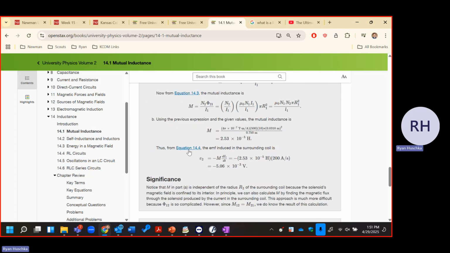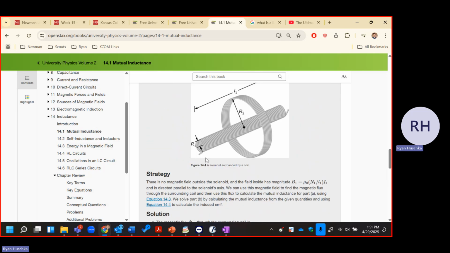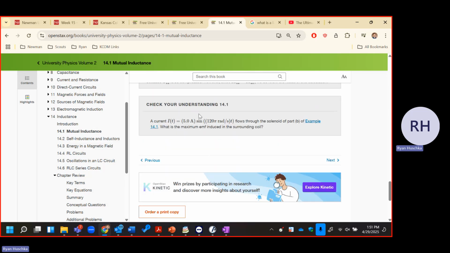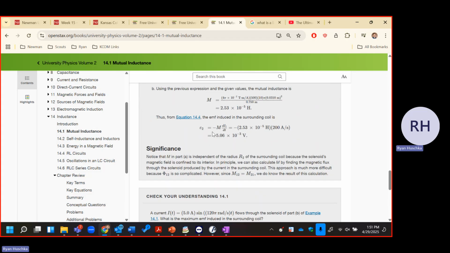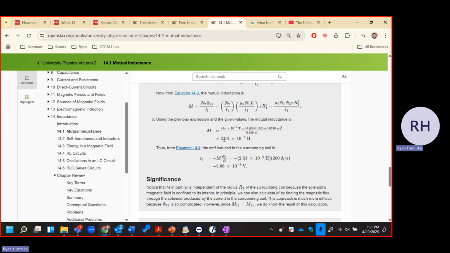Right, so it's just saying, instead of it just being 200 times per second as your current, this is fluctuating according to that sine wave right there. And you need to find out your maximum EMF. You already know your inductance, 2.53 times 10 to the negative fifth henrys, because it doesn't depend on current. It could be any current running through there, and you'd have the same value for M. You would call that in the text geometry dependent. It doesn't matter what the current is, it just matters the geometry.